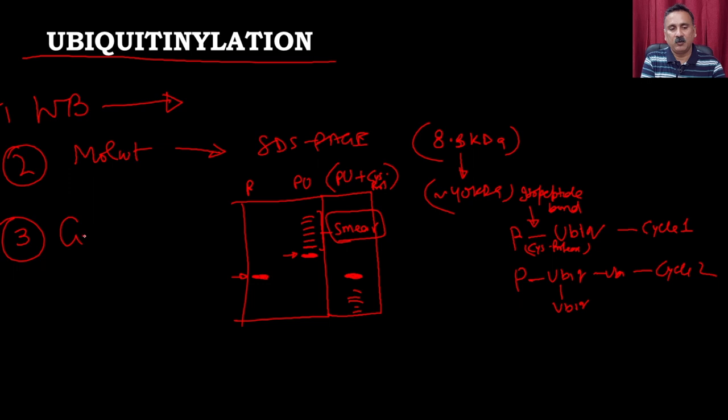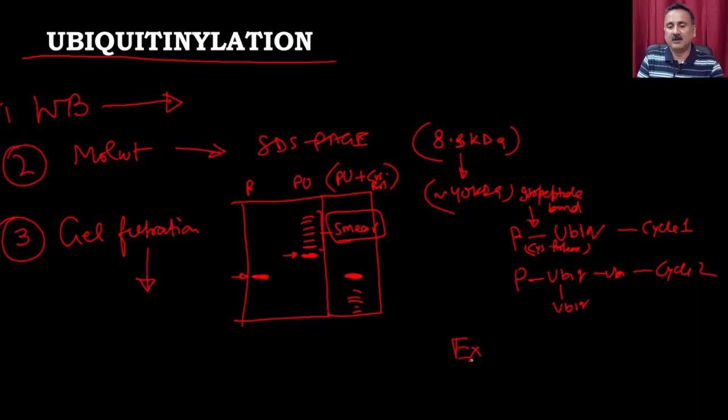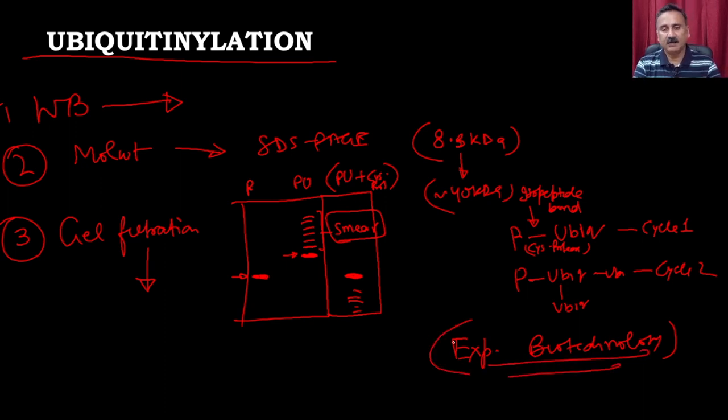Number 3, you can do the gel filtration, and as I said, it is going to change the size of the protein. So you can use the gel filtration chromatography to know the size of the protein. We are not going to get into the detail of these, because all these we have discussed in detail in my another MOOCs course, which is called Experimental Biotechnology. If you are interested to know more about this, you can go through this particular MOOCs course, and it is going to tell you the complete detail about how the chromatography technique can be used for studying ubiquitinations.